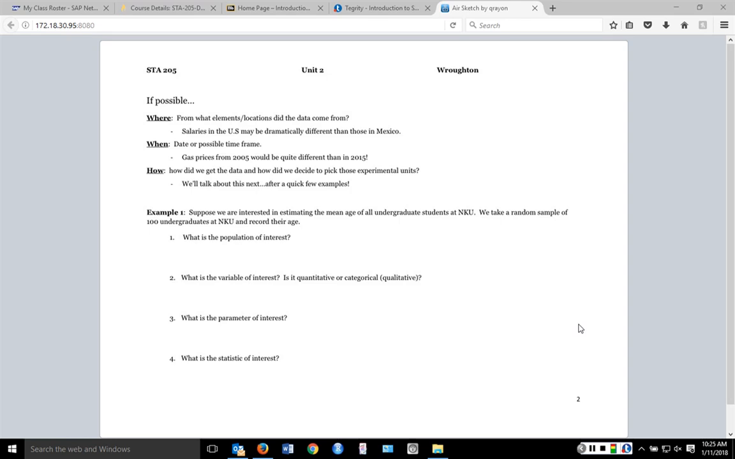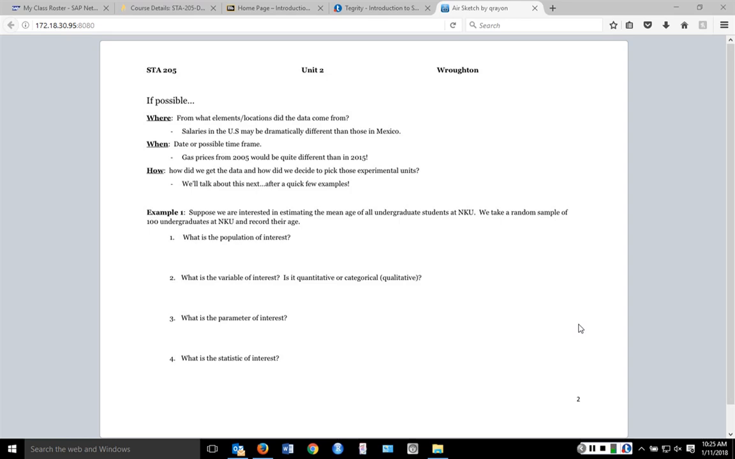But so, if I wanted to get salaries, how do I get salaries? Do I ask people their face? Do I go to HR? So how are we actually going to get that data? It's an important thing that we're going to talk about as well. But first, before we dive into something new, let's do a couple of examples that help us apply some of these definitions that we've used.